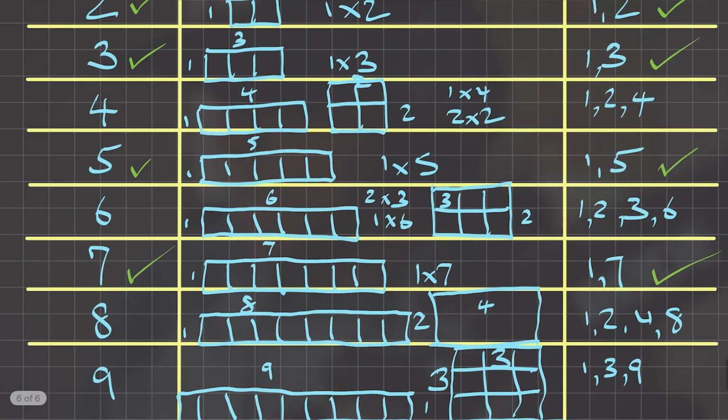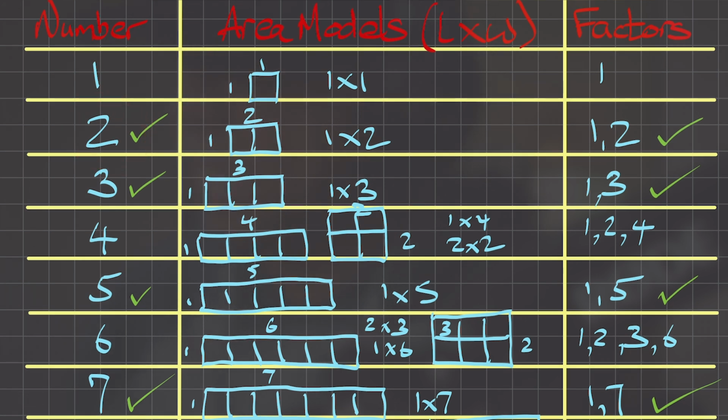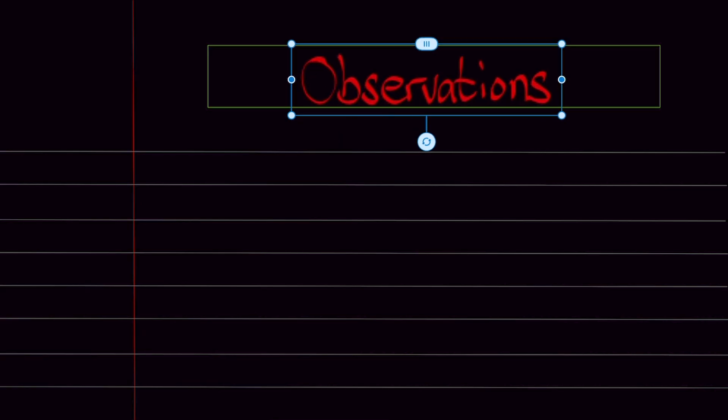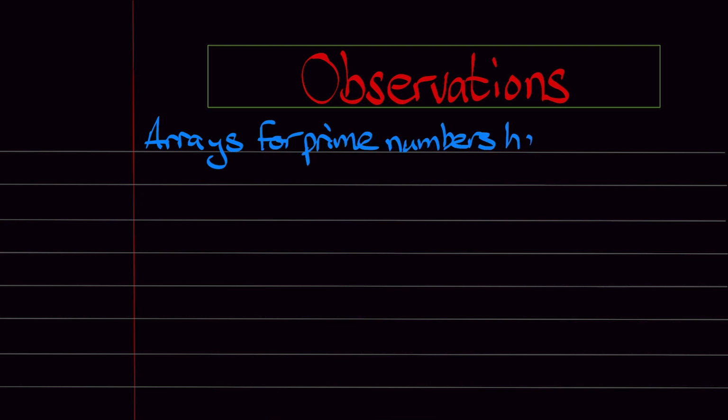Now what I want us to do is really consider all the different things that we've noticed in looking at these arrays. I've got 1. 1 is not prime. I know that I've got 2, 3, 5, 7, 11, and 13. So let's take a look at what we've learned here. We know that when we looked at the prime numbers and we put them into area models and we examined the number of rows, the arrays for prime numbers only ever had one row, 1 times whatever that number was. We understand that prime numbers have two factors, 1 and itself.